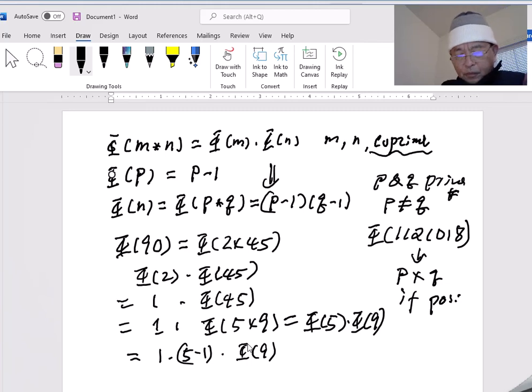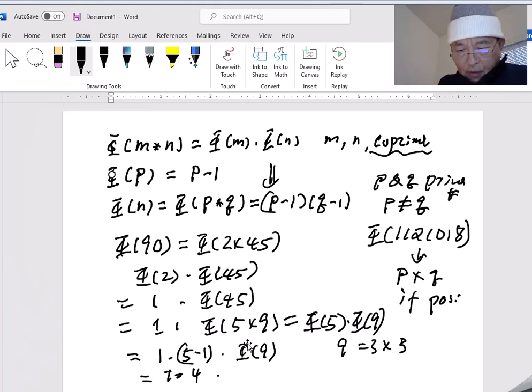Okay, so be careful. So that's a 4, 1 times 4. Now you realize that 9 equals 3 times 3. But here is the trap. Our theorem says they both have to be prime numbers, but they have to be not equal. They have to be not equal.